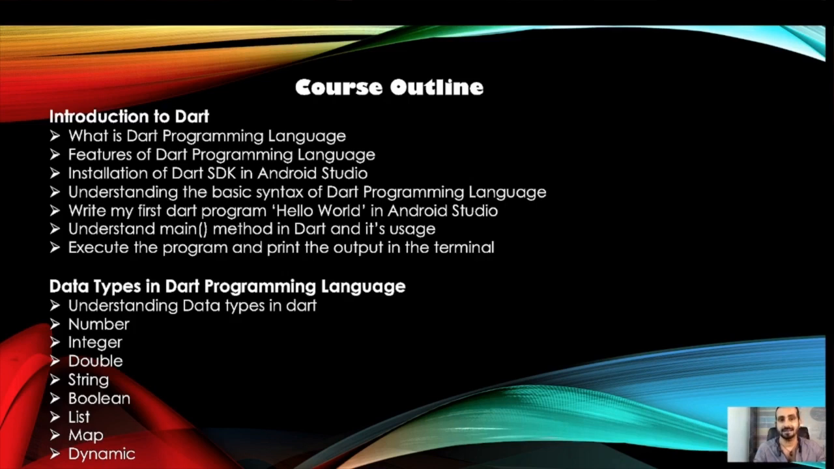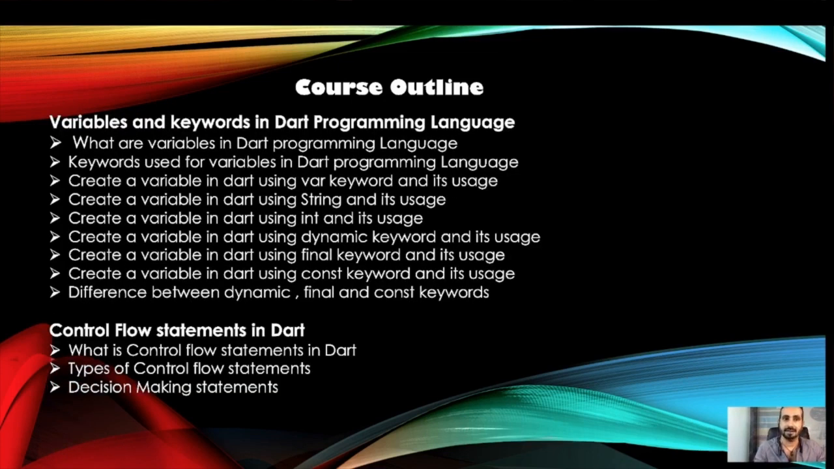Then we are going to understand the data types in Dart programming language such as number, integer, double, string, boolean, list, map, and dynamic. Later, we are going to understand variables and keywords that are used in Dart programming language. So we are going to create a variable in Dart using var keyword. We are going to create a variable in Dart using string keyword. We are going to create a variable in Dart using int keyword, using dynamic keyword, using final keyword. And lastly, we are going to understand the difference between dynamic, final, and constant keywords.